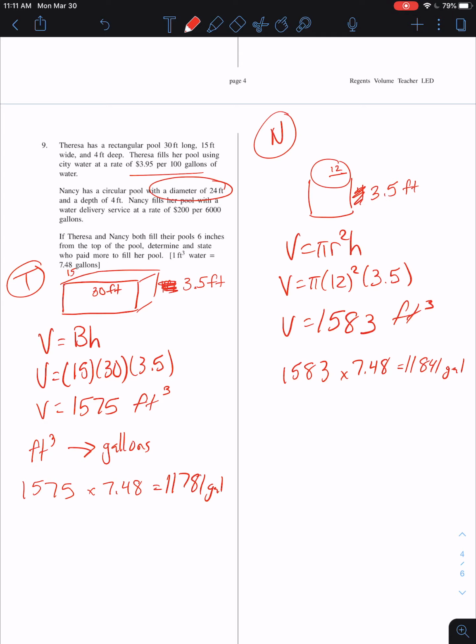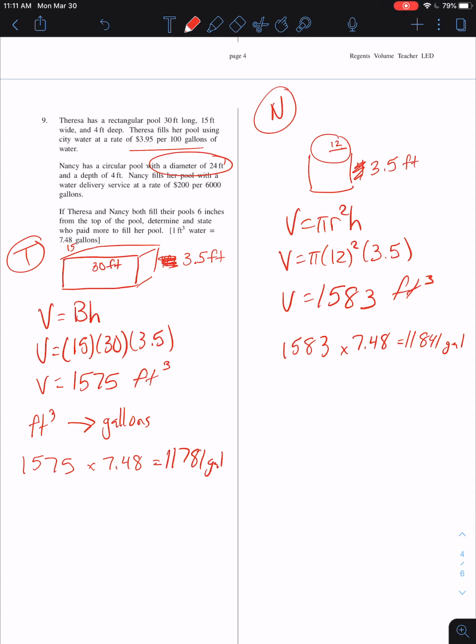So now we're going to set up a proportion for each. So for Teresa pays $3.95 for every 100 gallons. So when we set up a proportion, it's how much will she pay for her 11,781 gallons. Okay, and we could solve that. And then here we're going to set up, she pays $200 per 6,000 gallons. So again, the question is how much will she pay for 11,841 gallons?